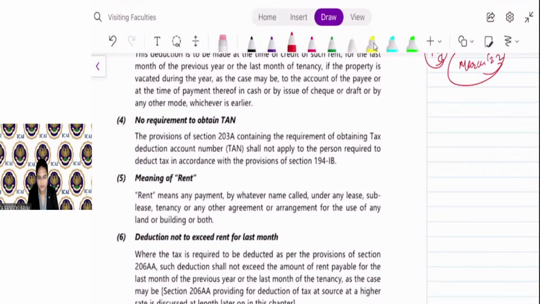Yes or no? Kavita, your doubt is clear? Anand, your doubt is clear? Yes or no?